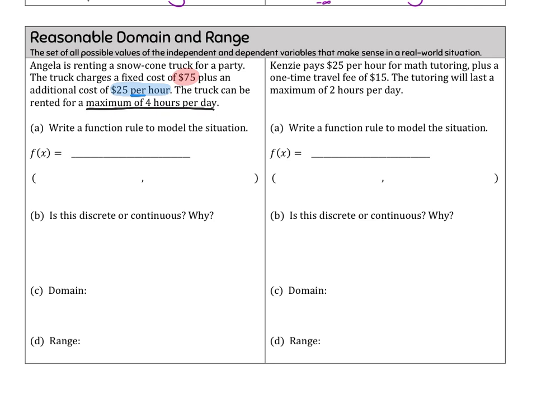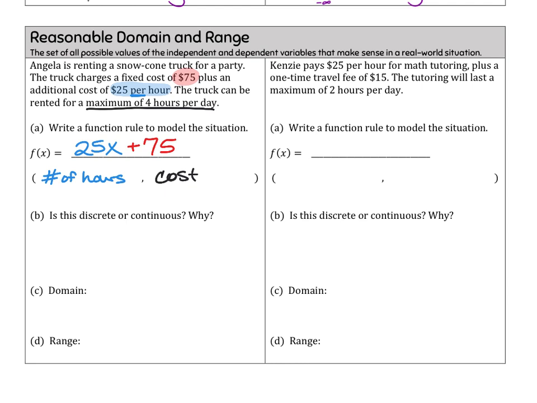Fantastic. All right, let's write a rule to model the situation. So our function of x, which means we're plugging in x's, we have 25 times the number of hours, so that's 25x, and we have a fixed cost or a flat fee of $75 to rent the snow cone truck. So $75 just to rent it, and then every hour that you rent it is $25. So let's say our x's, our first coordinate, is the number of hours, and the second, the y value, is the total cost. So f of x stands for cost.